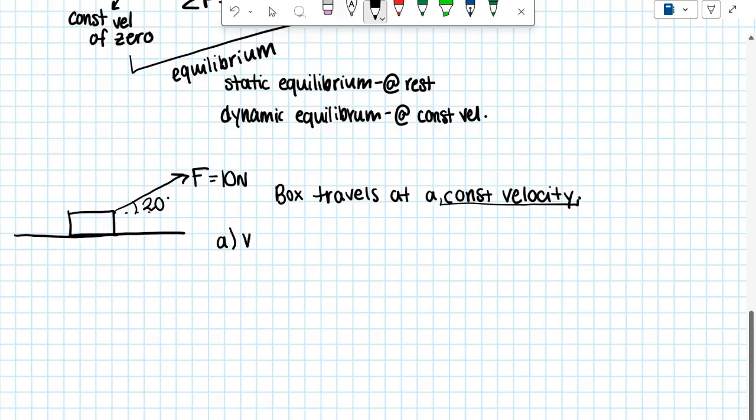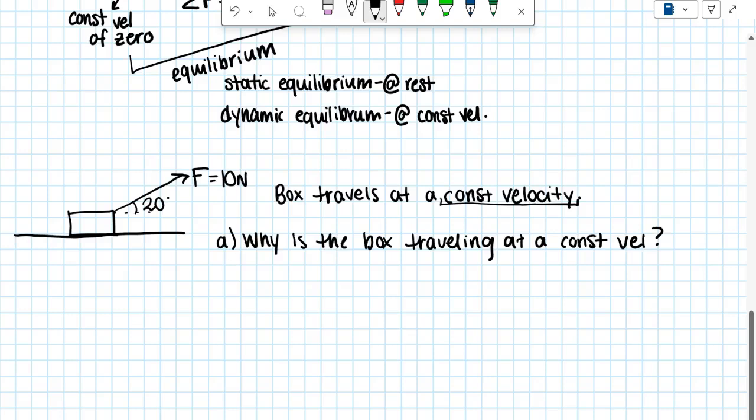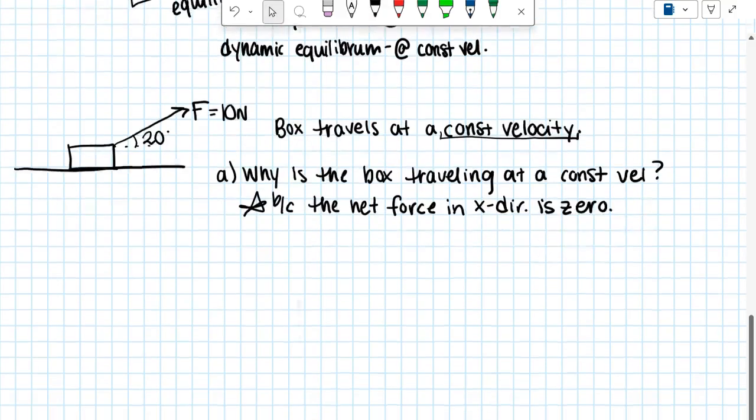So maybe our first question might be, why is the box traveling at a constant velocity, right? Why are we seeing the effect that we're seeing? We're seeing the effect that we're seeing because the net force in the x direction is 0. Now you might be saying, well, why can't I say because the net work is 0? Right? Because that's another effect. So this statement here is the underlying cause that causes the constant velocity, that causes no work to be done, because the net force in the x direction is 0.